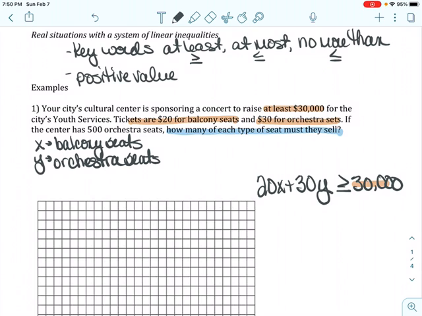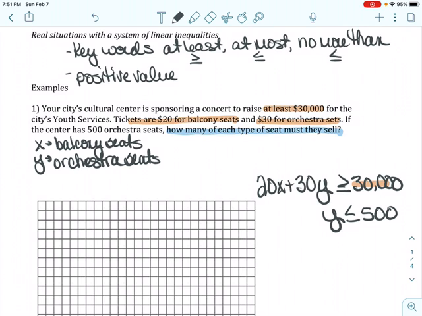Now, obviously, we need more than one, so let's see what else we have. If the center has 500 orchestra seats, now, I don't know about you, if we only have 500, we can't go above 500. So it looks like we can't exceed 500. And it's only the orchestra seats, so that's the Y. All right, so hopefully that makes sense.